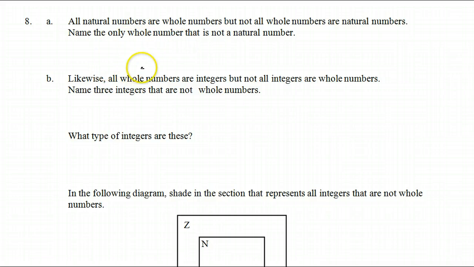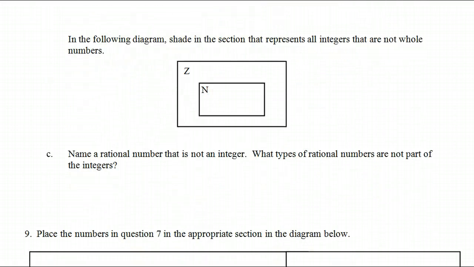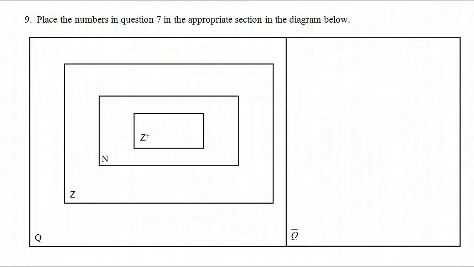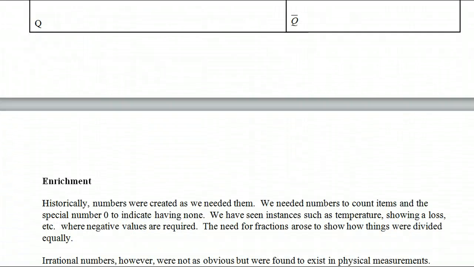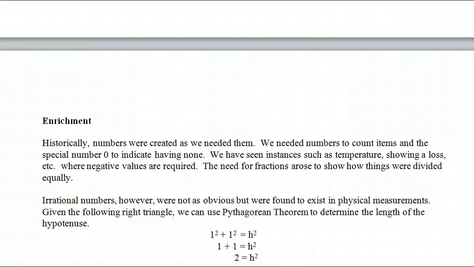So again, work your way through number 8, figuring stuff out here, what types of integers, and then on down to number 9, placing the numbers in question 7 in the appropriate spot. So where do they belong? And again, we're doing that by the best description for them, right? Their best description is where they're going to fit. And this will really conclude the natural numbers.